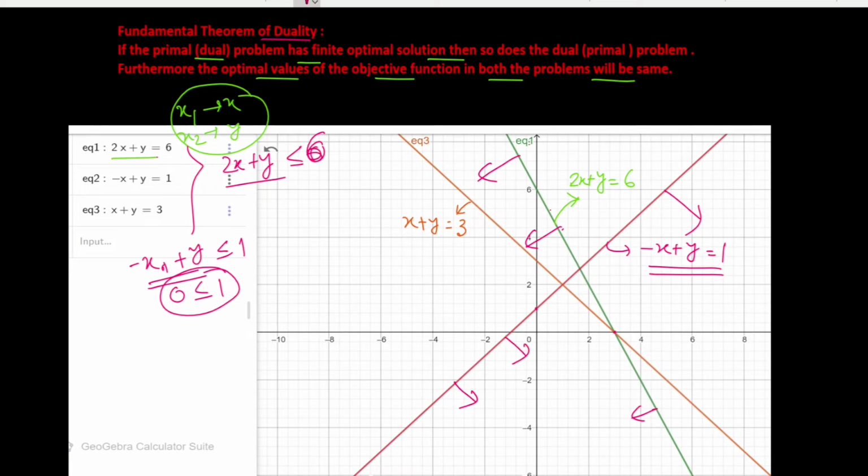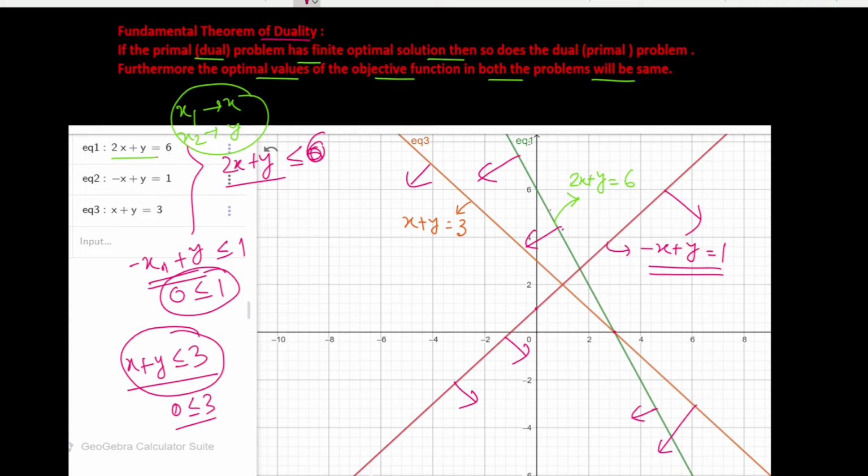And now the third inequality is x plus y less equal to 3. This is the line x plus y equal to 3, and if we put 0, 0, then 0 less equal to 3 is satisfied. So the direction is also towards the origin.